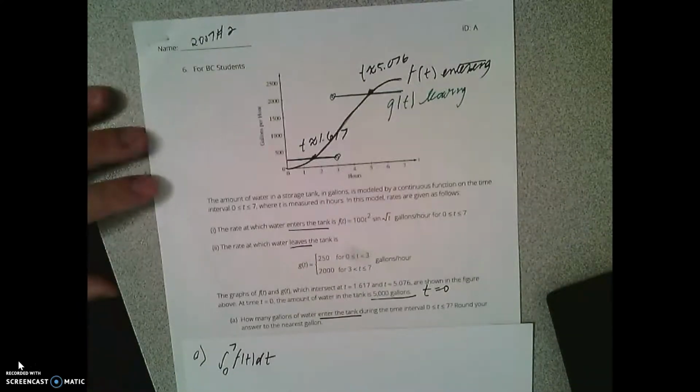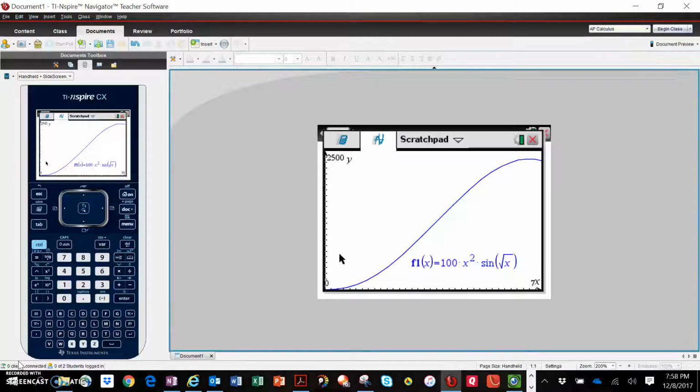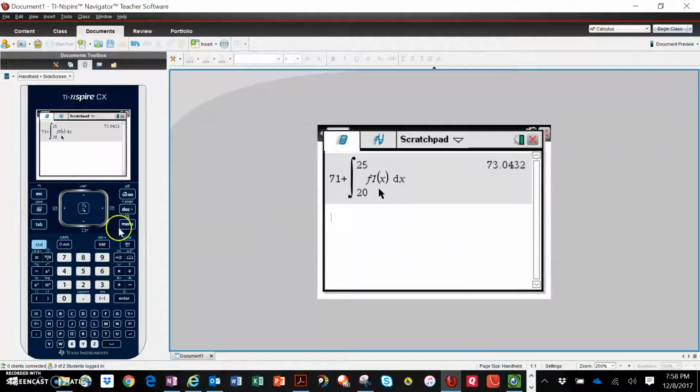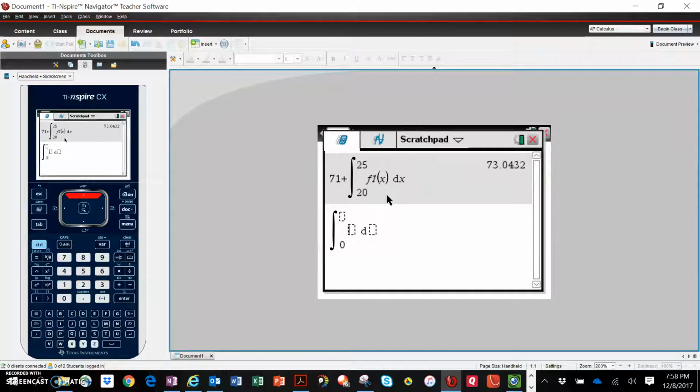Again, this is a calculator active question. So let's go over to my calculator. Where is it? There you are. I've graphed the function f of x in this case. I'm going to go over to the calculate screen, menu, calculus, numerical integral. I'm integrating from 0 to 7. The function is f1 of x, and I'm integrating with respect to x. And I'm getting 8,263. Bummer. I'm not getting enough decimal accuracy here either.